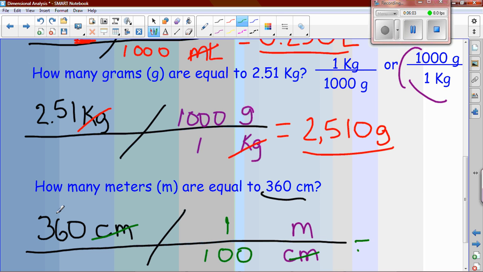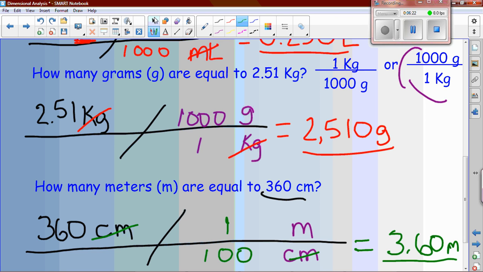And so now we say 360 times 1 would be 360 divided by 100. Oops, that's an equal sign. Should get 3.60 meters. Pretty simple, huh? Hopefully that's making sense for you.